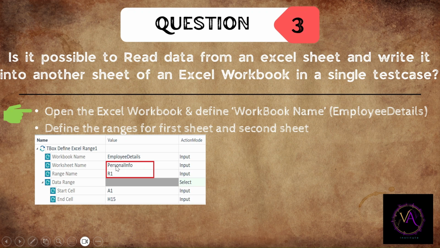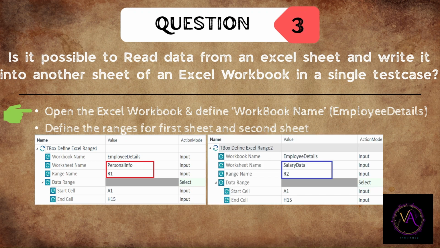Now let's go to the second sheet under the same Excel workbook. We go to the second sheet. Now you see under the same employee details, I'm going to the second sheet called salary data and the range name as R2. This range can be different here and here, that doesn't matter, but R1 and R2. R1 is for personal info and R2 is for salary data for the same workbook. So I have got R1 and I have got R2. Now this R1 and R2 we can apply in our next steps.